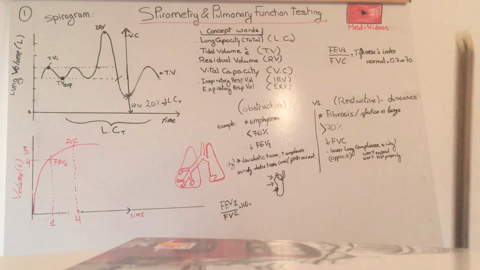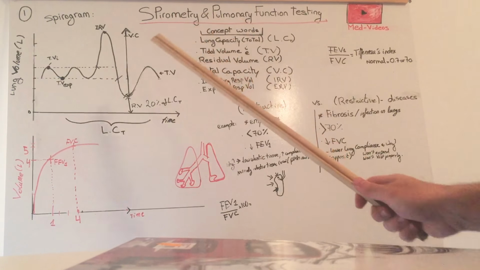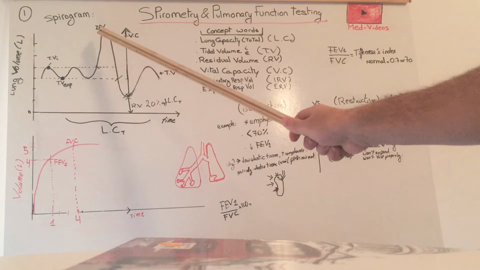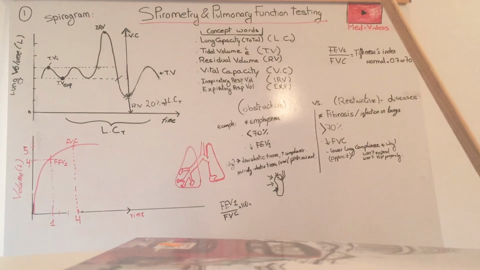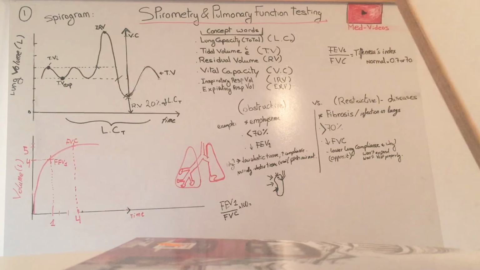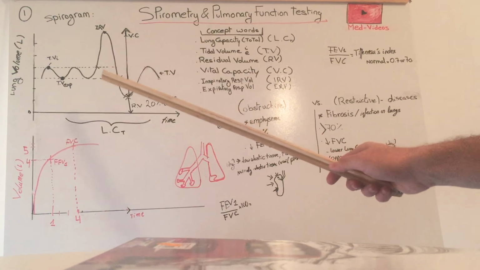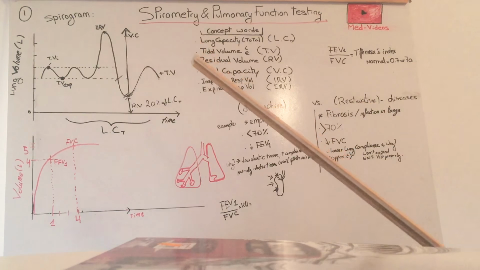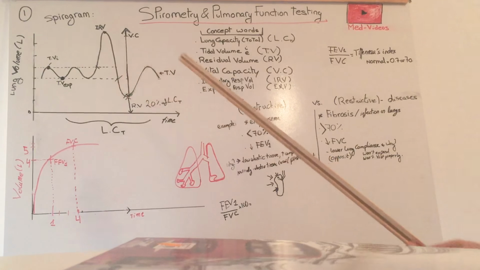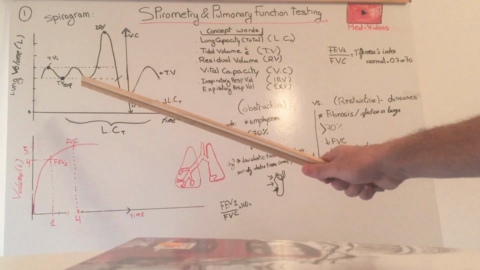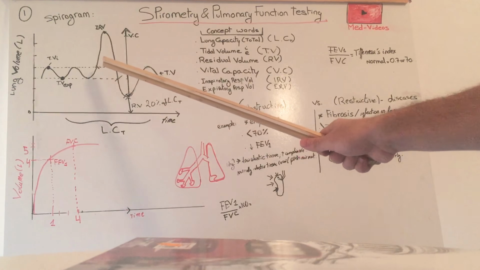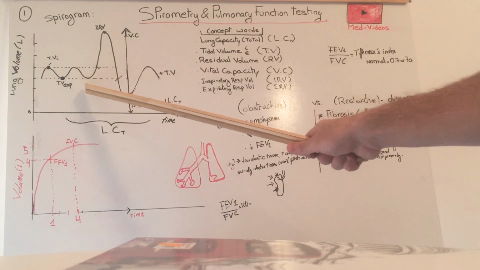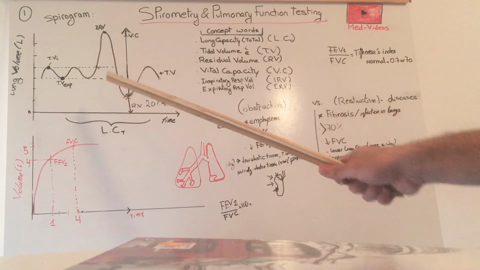Normal. If you were to try to inspire as much air as you possibly can, we will call that the inspiratory reserve volume. This is the total amount of volume of air that you can breathe in as you possibly can. The normal volume of air that you have in your lungs is about 2,500 milliliters or 2.5 liters. If you try to bring in air, it's about 3,000 milliliters or 3 liters. And if you bring out air, it's about 2,000 milliliters or 2 liters.